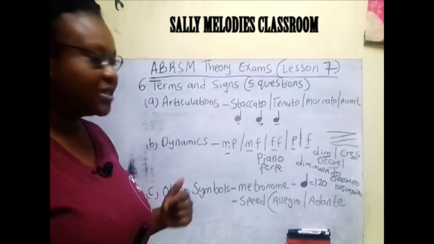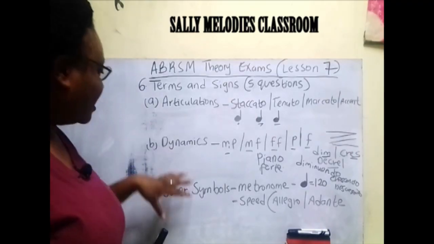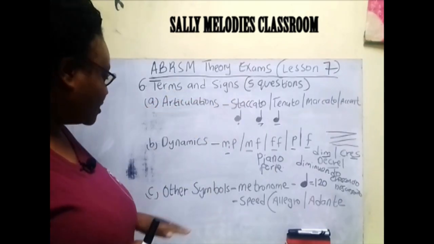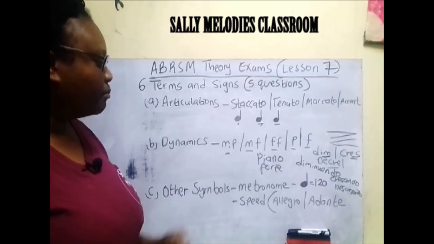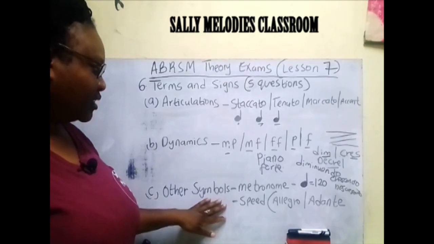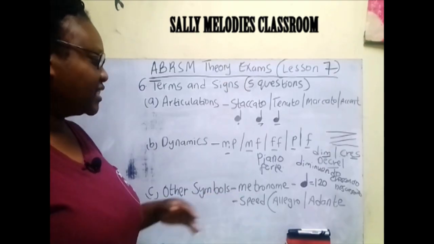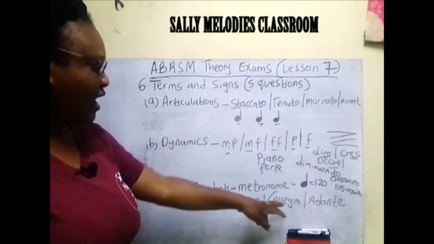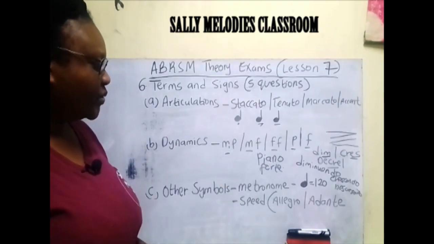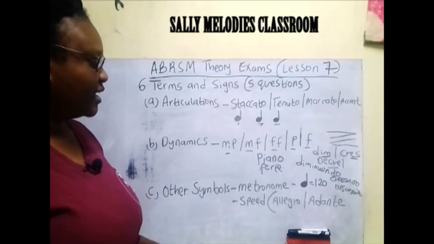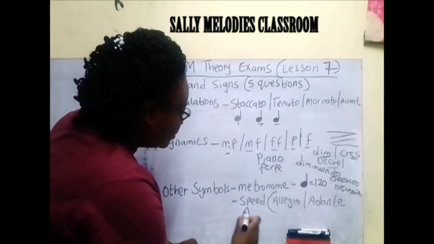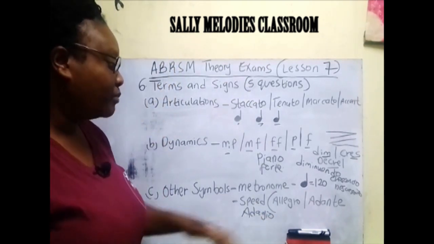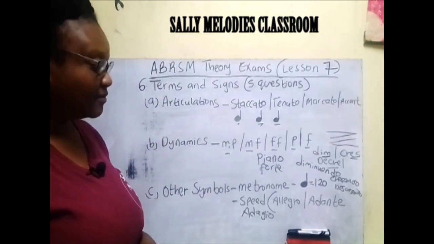Another area where you can be examined under terms and signs is symbols. We have other symbols, maybe representing speed. We have allegro, we have andante, we have adagio. Adagio means slow. Andante means walking, at a walking pace.